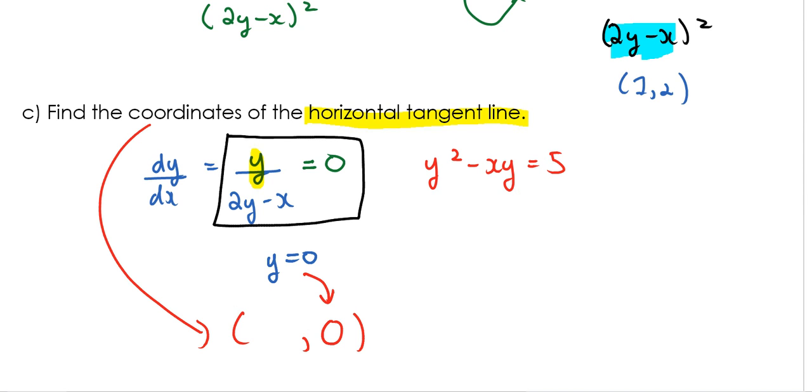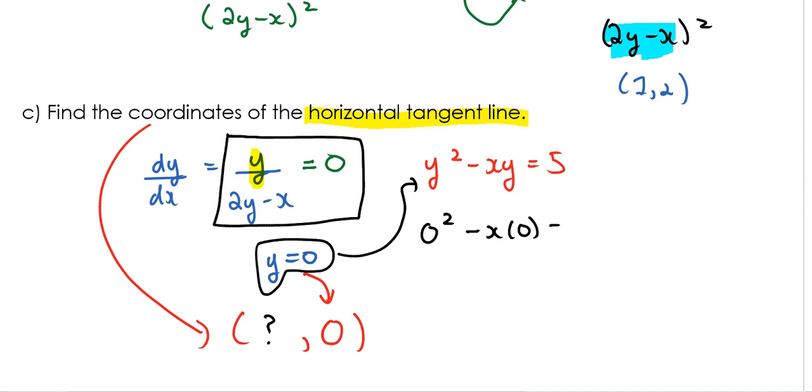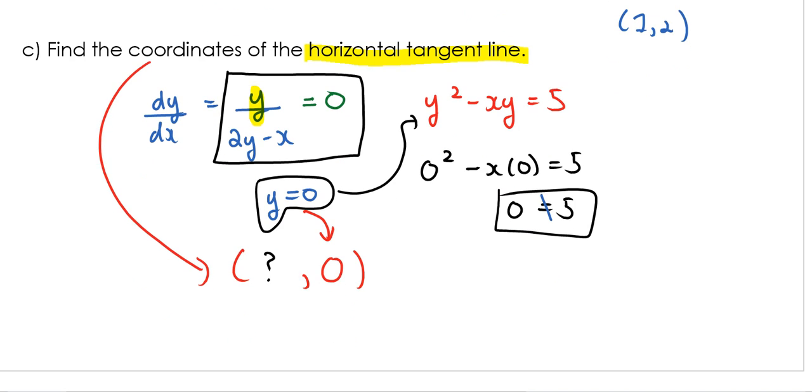Now I just need to find my x value. And how do you find your x value? Well, you take your y equals 0 and you plug it back into your original function. So this would be 0 squared minus x times 0 equals 5. And you'll get 0 equals 5. Alright, so this is a weird expression here, 0 equals 5. Since 0 does not equal 5, what this means is we can't find the x value. So we have no horizontal tangent line.